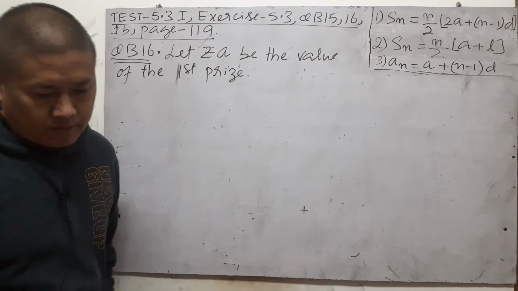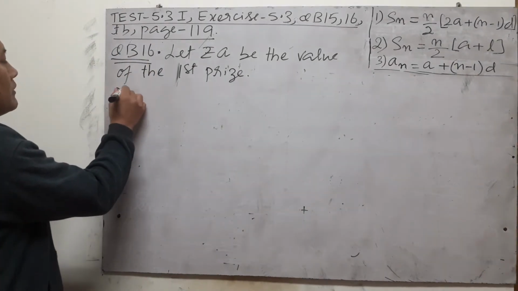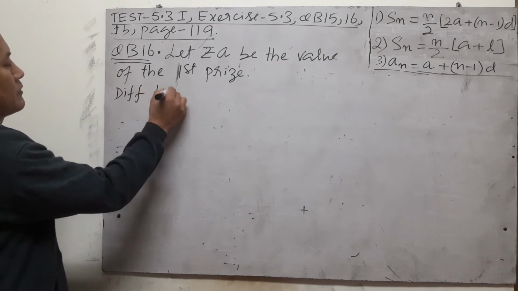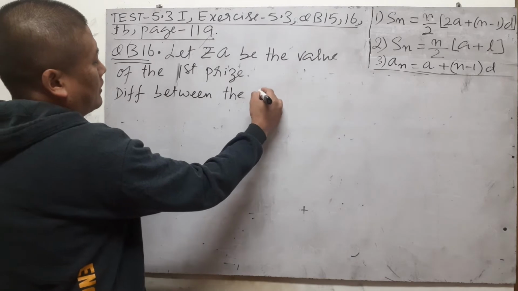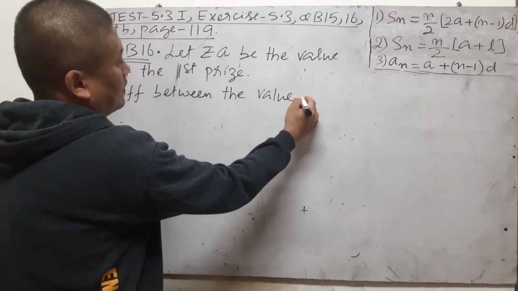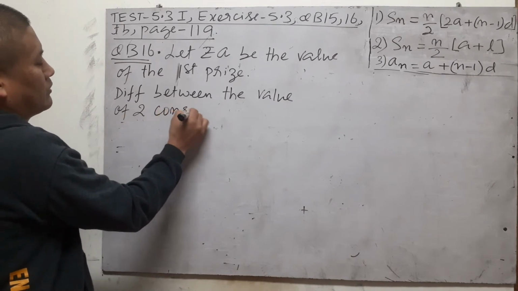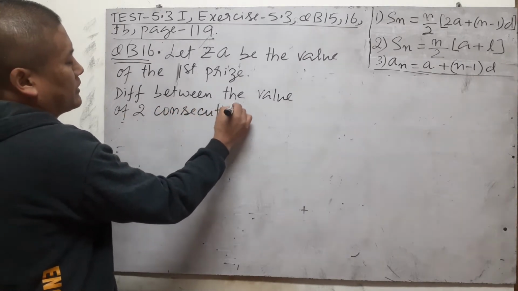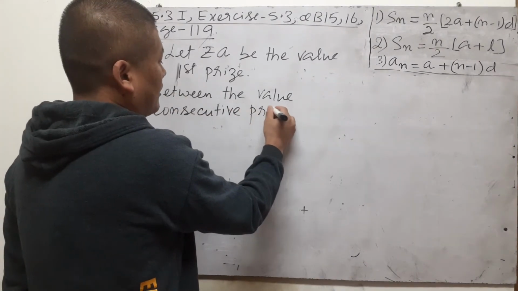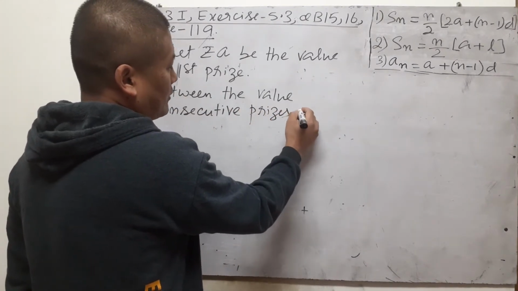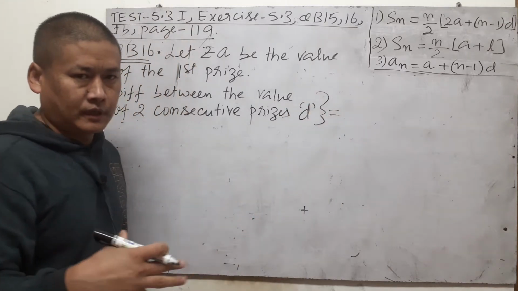Okay, that's done. Now here, the difference between the values of two consecutive prizes will be your common difference. Between means between first and second prize, or second and third prize. Consecutive prizes will constitute, by common sense also, the common difference D, which the question is saying is 20 less.